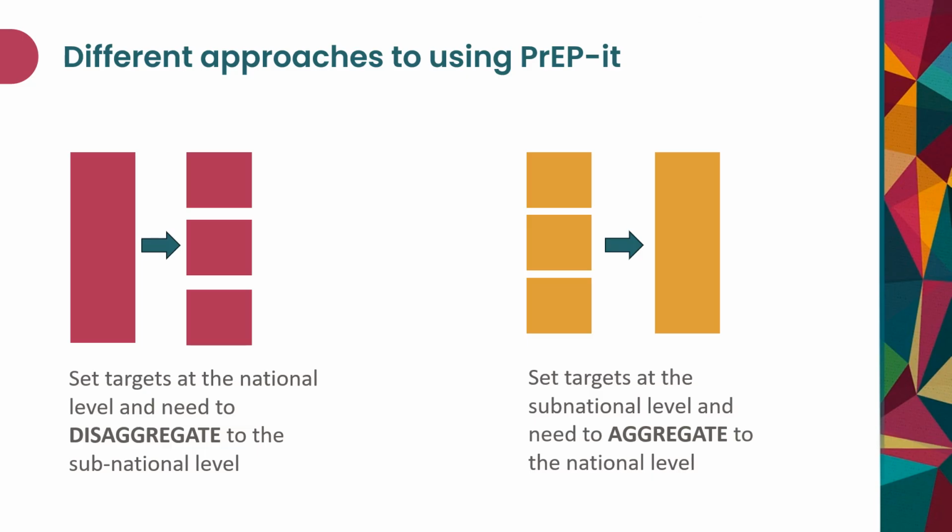Prep-It was designed to be flexible and respond to different user needs. Some users may want to set targets at the national level and may need to disaggregate the results to the subnational level. In contrast, some users prefer to set targets at the subnational level, like a district or county, and then later aggregate them up to national results. Prep-It allows for both of these approaches.